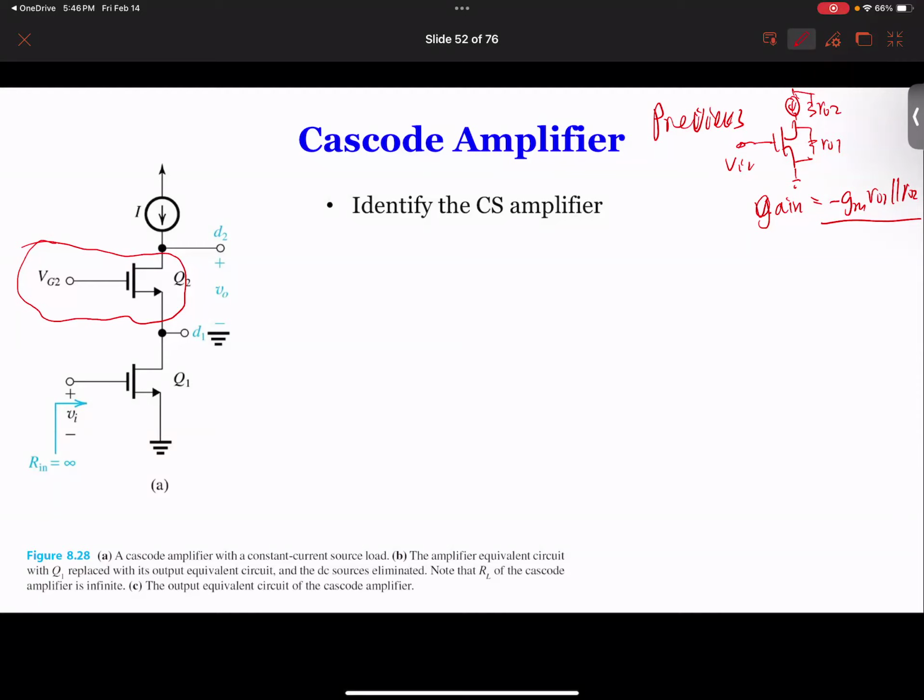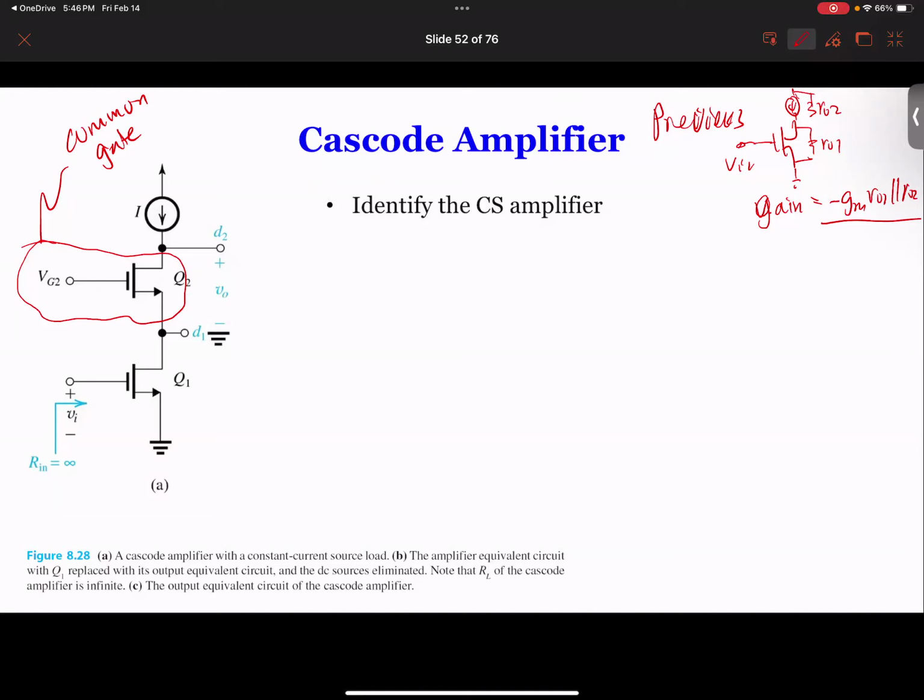So what do you call this, the thing in the circle? Common gate. It's a common gate amplifier. So in fact, what we're doing is we use Q1 as a stage 1 amplifier, then we put the output of Q1 into Q2, and we amplify again. So this is like 2-stage, but we don't call this 2-stage in the book.